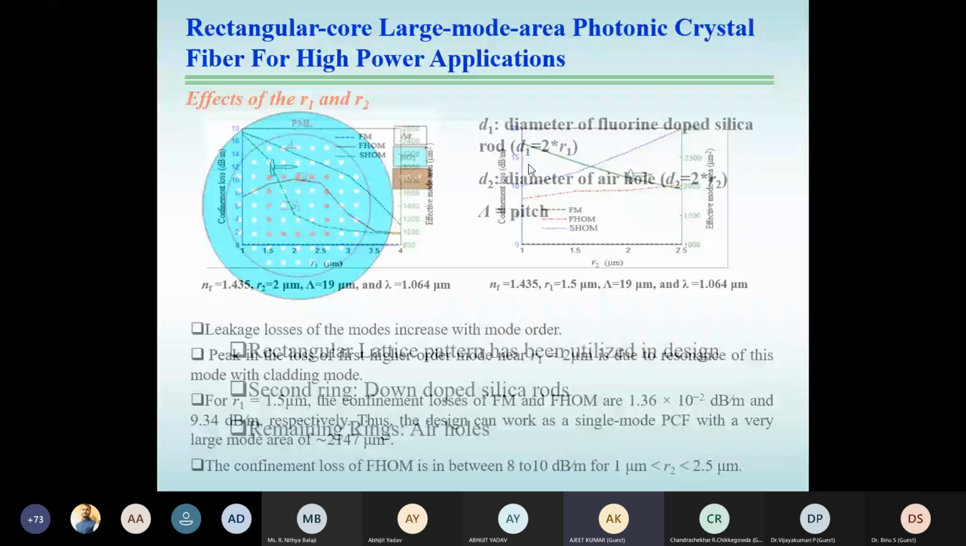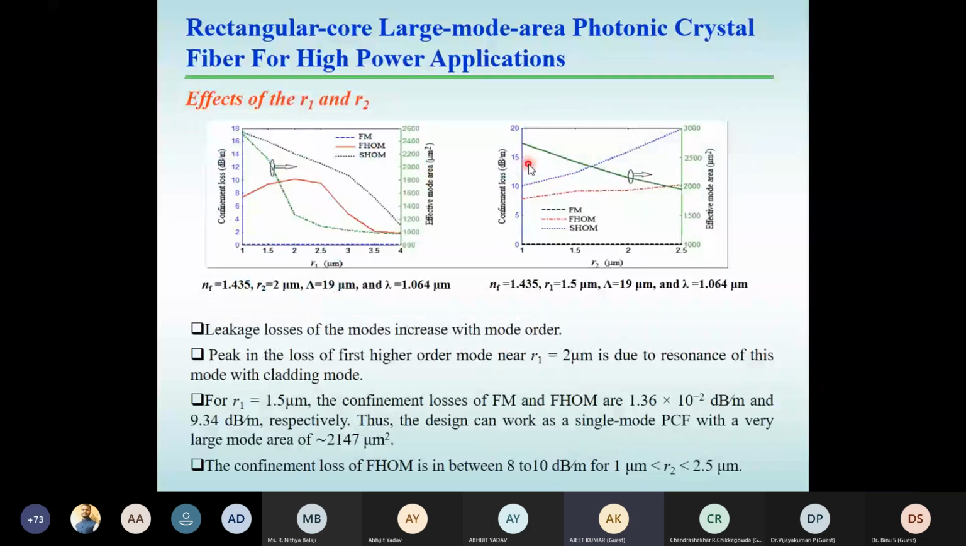So we have first seen the effect of this parameter R1, and then the effect of R2 on the confinement loss and the effective mode area. The confinement loss we have shown here, and the effective mode area we have shown on another scale. So what you can conclude from here, if you just look at the leakage loss, is shown with this one and this one. Here, fundamental mode, first higher order mode, and second higher order mode.